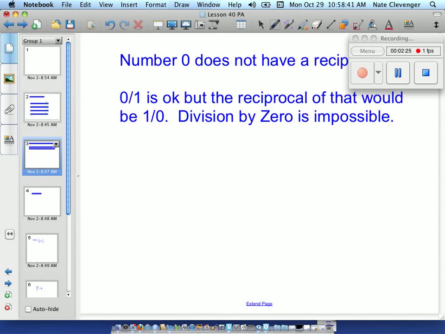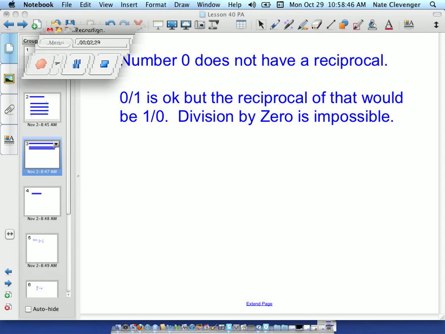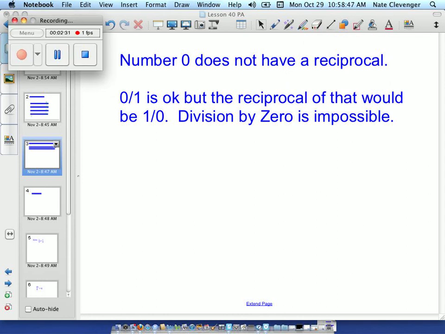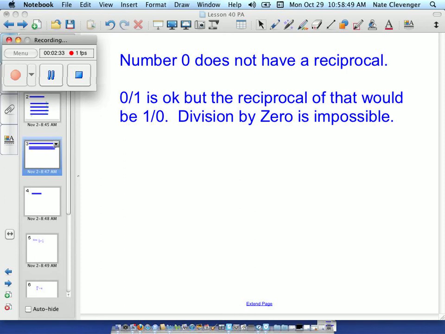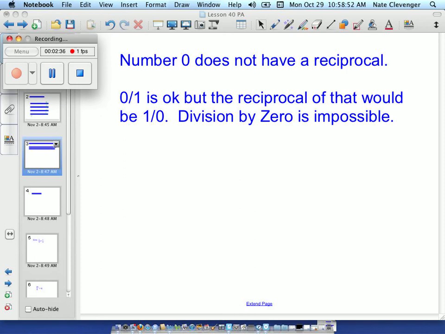All right. The number 0 does not have a reciprocal. 0 is written as 0 over 1 as a fraction. I'm not going to go into it, but 0 over 1 is okay, but the reciprocal would be 1 over 0, and division by 0 is impossible. You can't have 0 in the denominator. I'm not going to go into why, you just can't. Okay? So there is no reciprocal for the number 0.